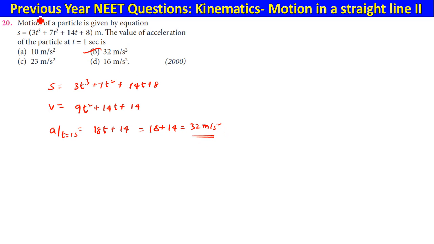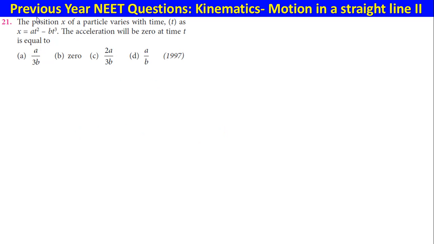Isn't it simple? Yes. Now, the position x of a particle varies with time t as given, and the acceleration will be 0 at time t equal to what?